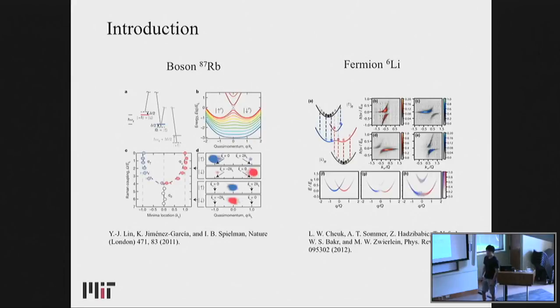This scheme has already been implemented for many years, including the original implementation from Ian Spielman's group for bosonic rubidium-87. And after that, very quickly we had implementations in fermionic systems, like lithium-6, as done here at MIT.